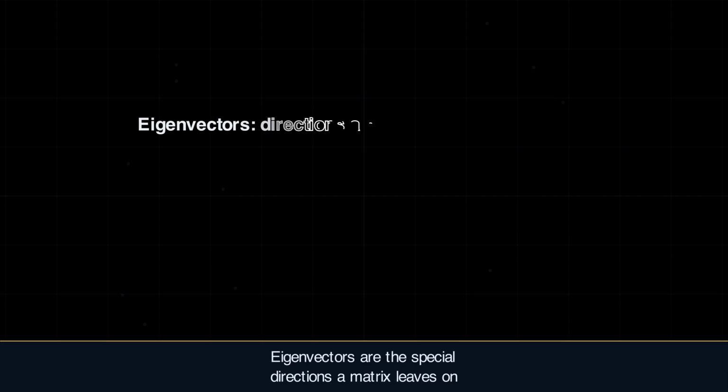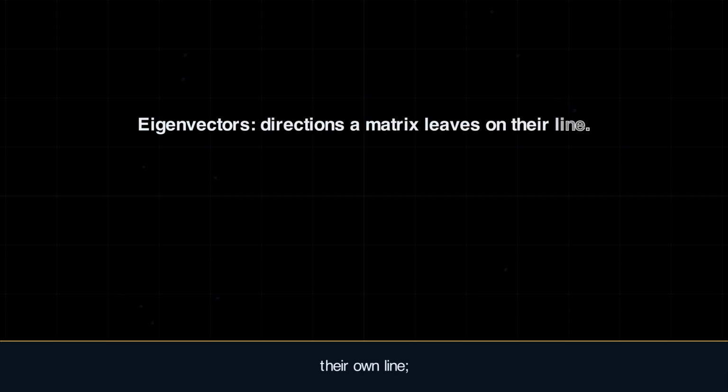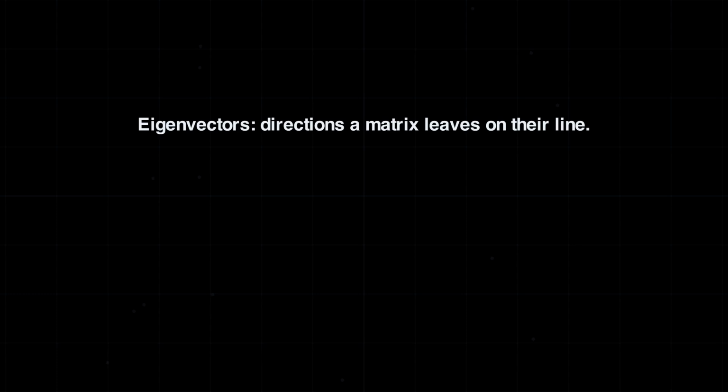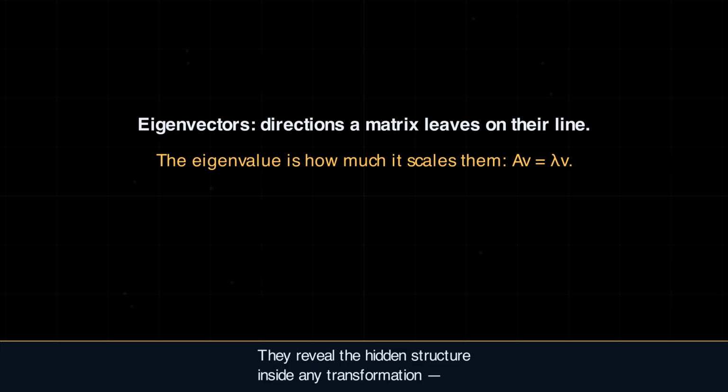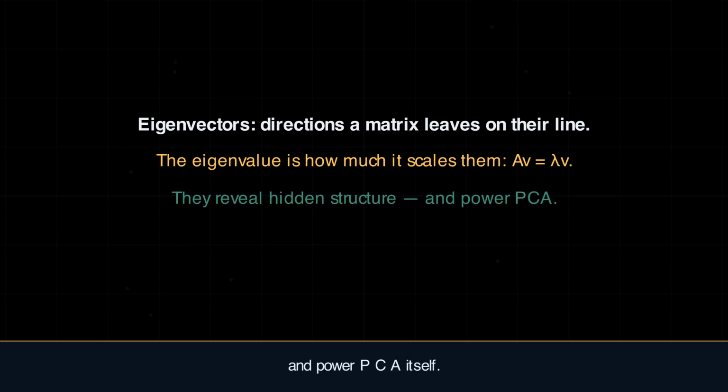So, eigenvectors and eigenvalues. Eigenvectors are the special directions a matrix leaves on their own line. The eigenvalue is how much it scales them. A times v equals lambda times v. They reveal the hidden structure inside any transformation and power PCA itself.